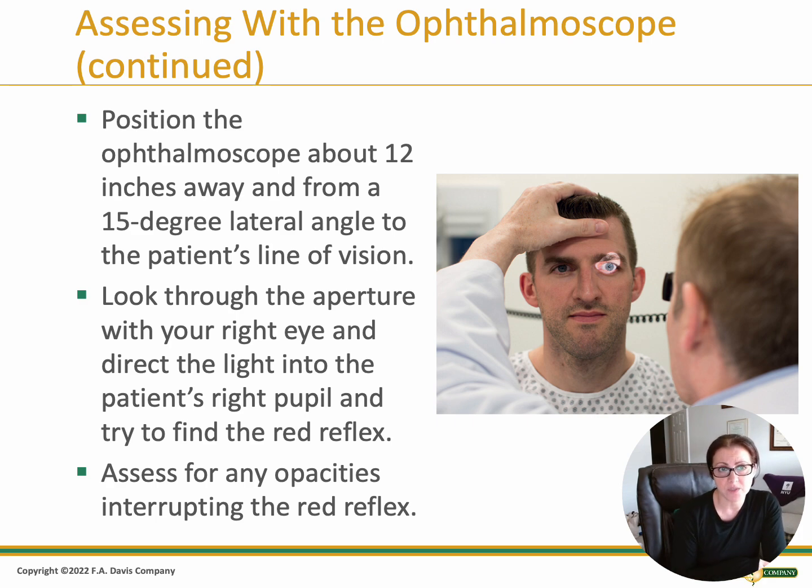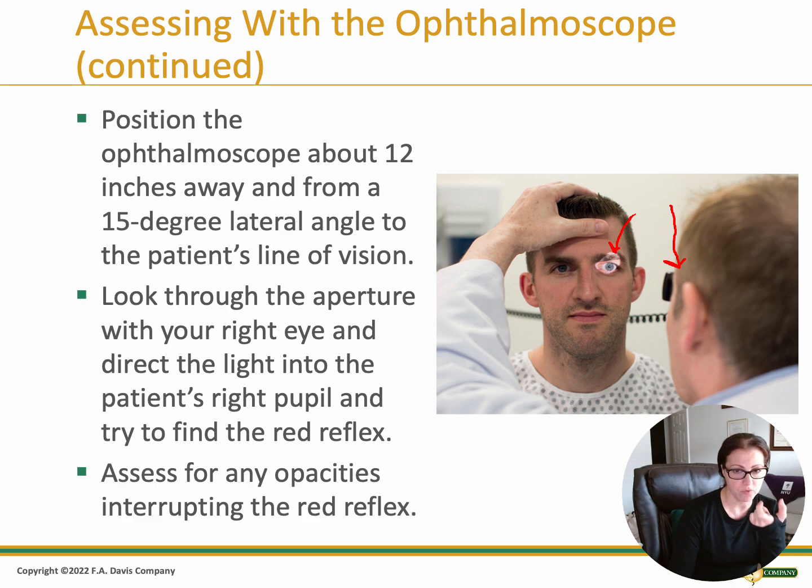You're going to position the ophthalmoscope about 12 inches away, and you're going to be at a 15 degree angle. So you're not looking straight ahead. You're looking at a 15-degree angle to where they are. You're going to look through the aperture with your right eye and direct that light into the patient's right eye. In this picture example, it's the patient's left eye that we're looking at, and the provider is using their left eye. Okay, so it's right to right, left to left.